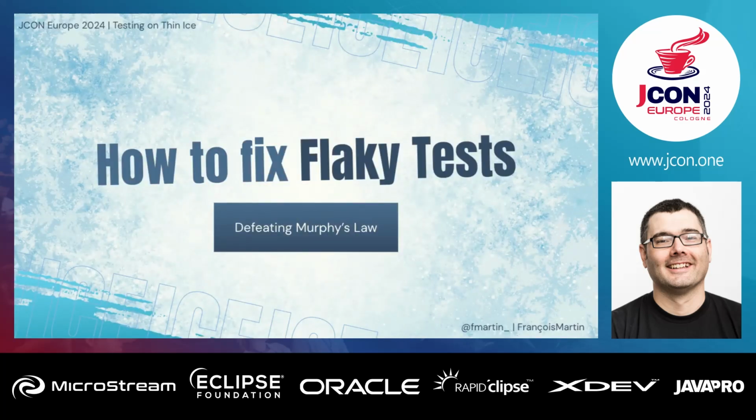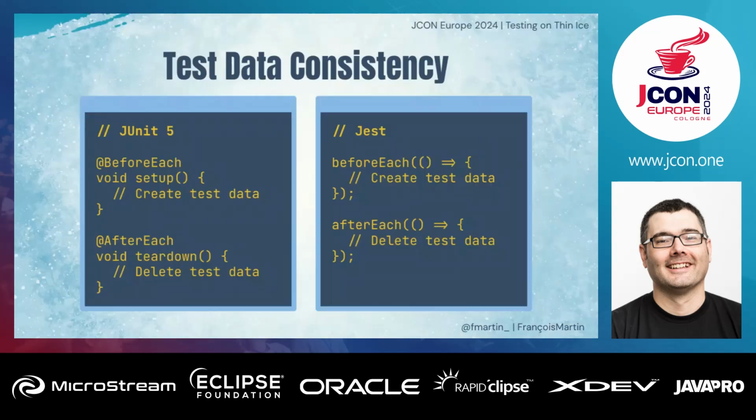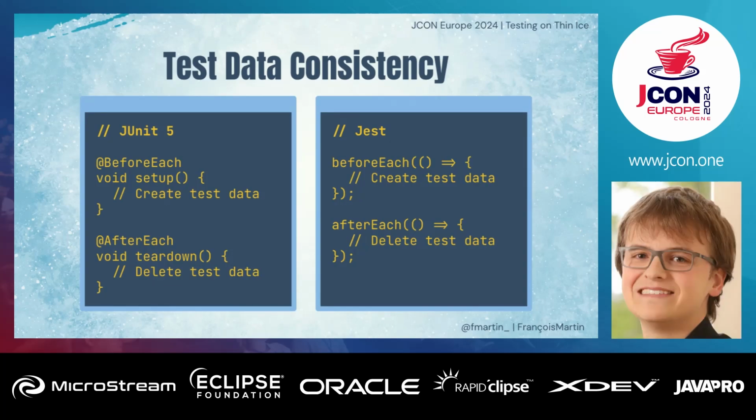All right, so let's have a look at how you can defeat Murphy's Law and fix those flaky tests forever. One of them is, of course, if you are having a test data problem, then the easiest way to fix this is to get some consistency in your testing data. Here I can really recommend that you use, for example, in JUnit the feature @BeforeEach, where you can specify something that runs before each test that gets executed, and @AfterEach, something that gets executed after each test. Usually it makes sense to create some test data in BeforeEach, and then in the AfterEach you delete this test data again. This way you don't mess with anything.